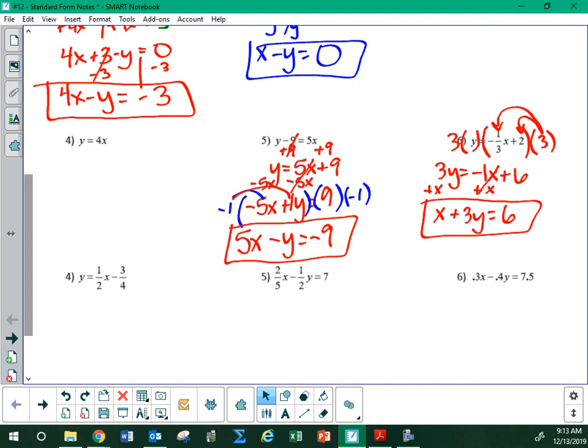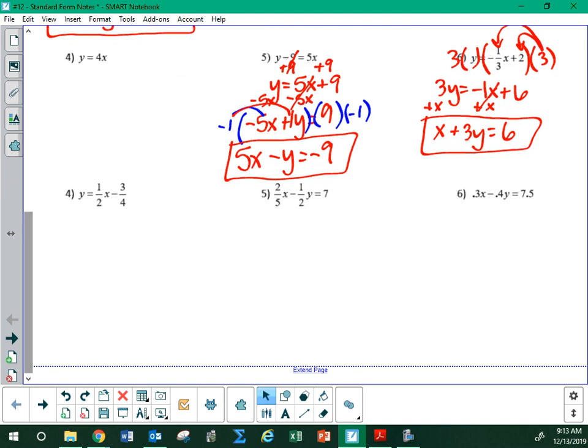How about if your y is a fraction also? So what if they also gave us another fraction? So let's take a look at number 4. There's 2 different fractions there. Okay? We're just going to do the same process. We just might have to do it more than once.